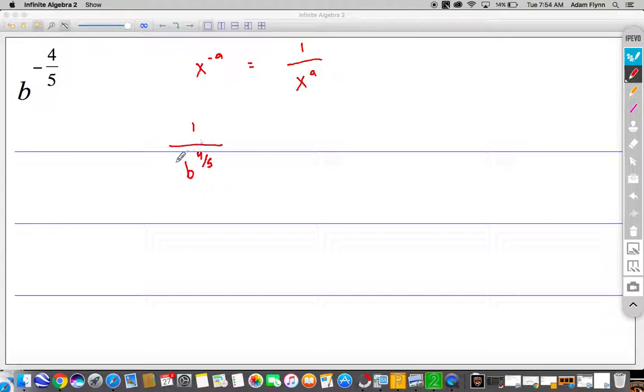So now I'm just going to simplify b to the 4/5 in the denominator. Okay, so my b is 4, my a is 5, so I know I'm going to have the 5th root of b to the 4th in my denominator, and I'm going to have a 1 in my numerator. On to the last one.